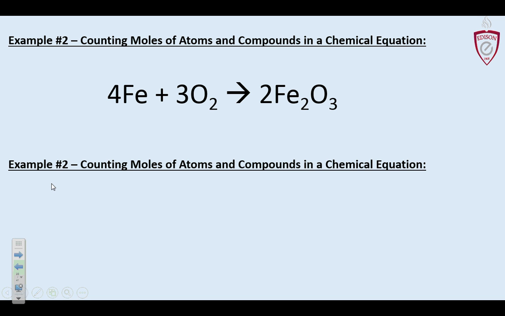Now this is where the rubber hits the road. If you're not writing what we're talking about here, you're not getting the full value. All right. So now the 3 in front of the oxygen.